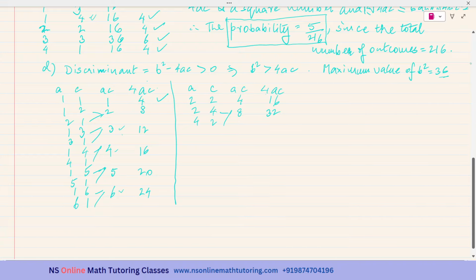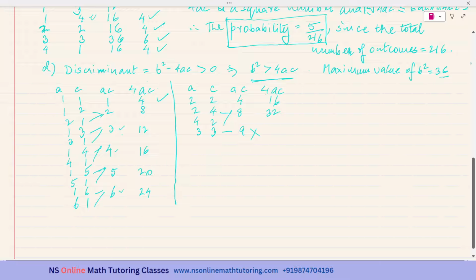It can be taken. 3 times 3 is 9. The AC is 9. And 9 times 4 is 36. But this cannot be taken as well, sorry. Because this should be greater, not equal to. If it is equal to, then the quadratic function will be having only a single x-intercept. So I cannot take the 4AC value as 36.